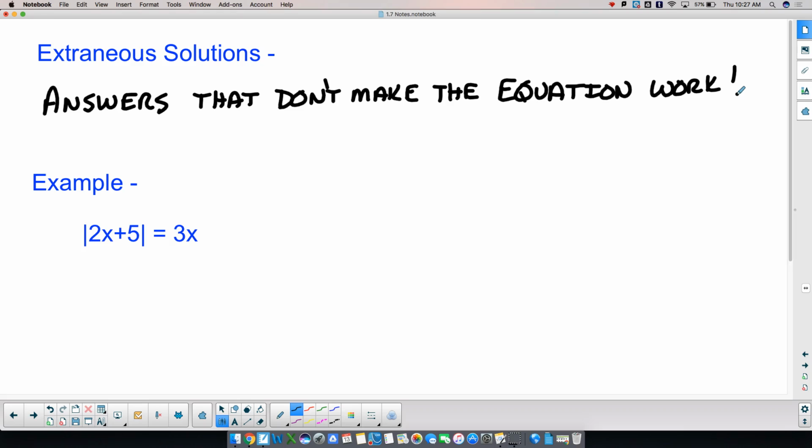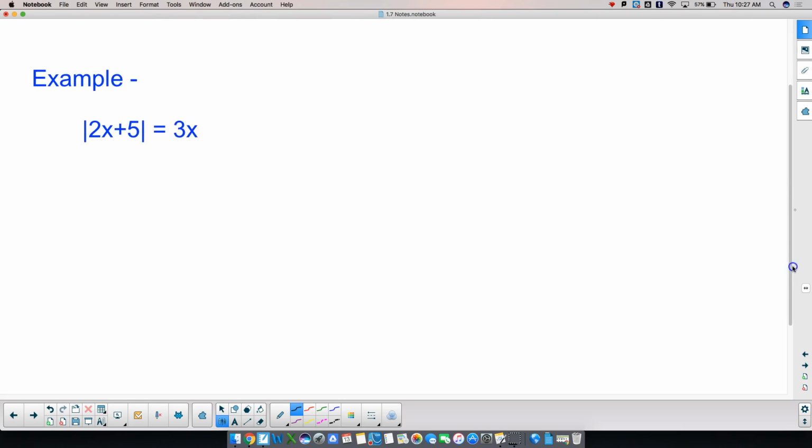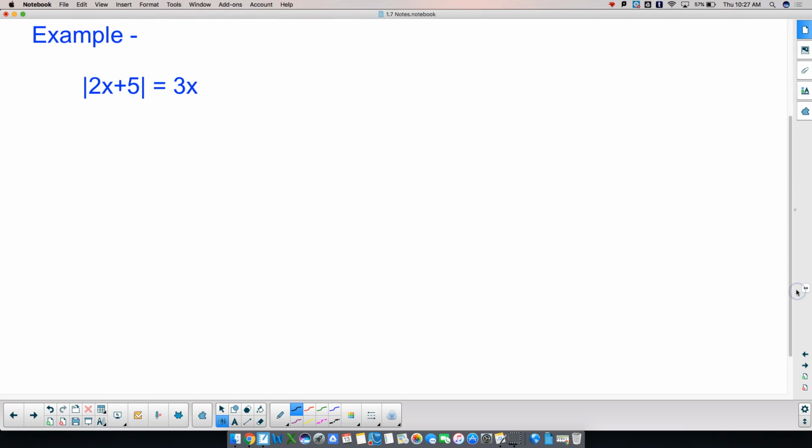Okay, let's try this one. This one looks a little bit different because now instead of it equaling a number, it's going to equal some variable type expression. We do it the exact same way. My first step is I take the insides and set it equal to the other side. I just write it as is without the absolute value, just like we've been doing.